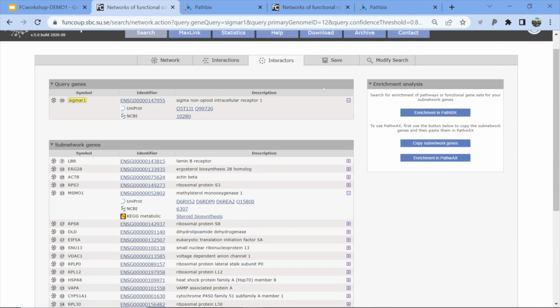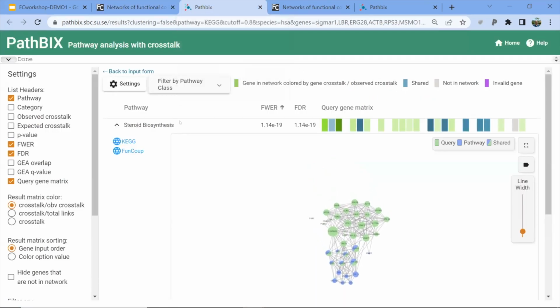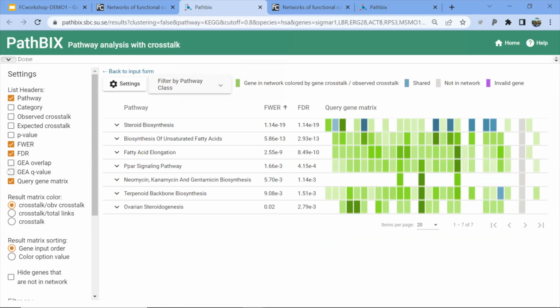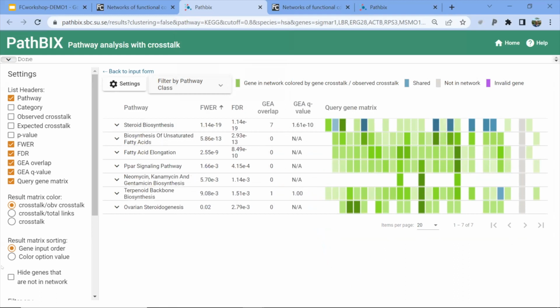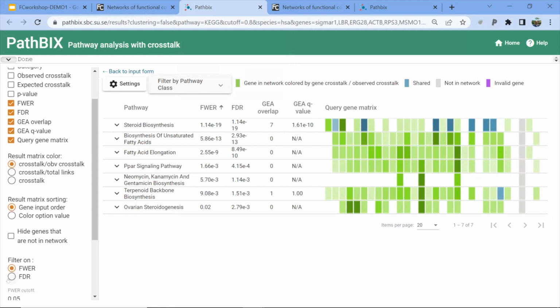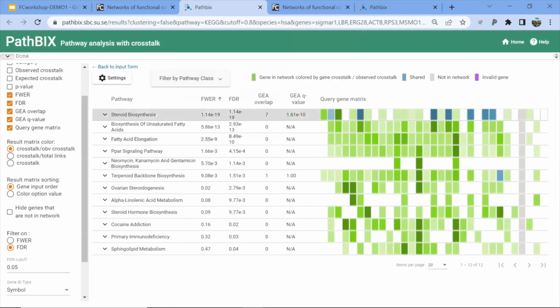From this view, we can also go to the enrichment of this gene set in PathPix, by just clicking on this button here. So I will show you the results of this. Here we get a list of significantly enriched pathways. Let me just click some filters here, and maybe zoom out a bit so you can see all of it. So this is the list of enriched pathways for this subnetwork that we saw around the sigma-1 gene.